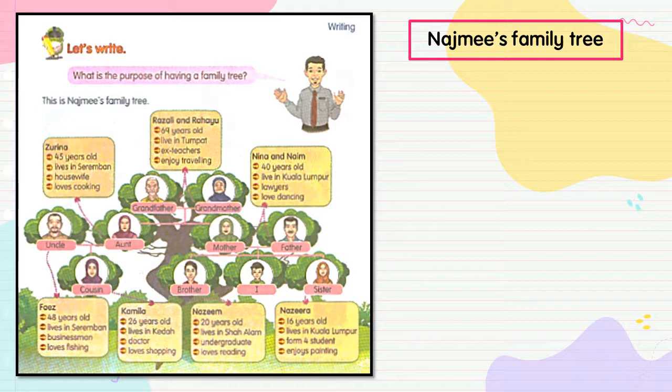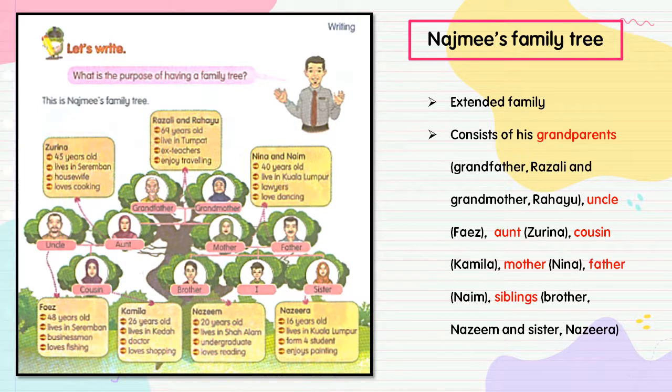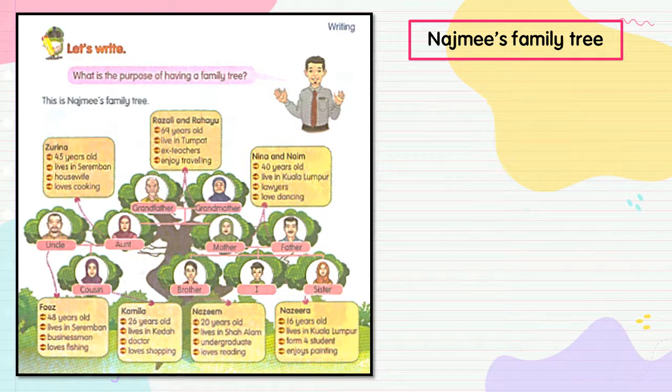So, can you tell me, is this a nuclear family or extended family? Yes, this is an extended family. Why? Because it consists of his grandparents, uncle, aunt, cousin, mother, father, and also his siblings. Let's look carefully at Najmee's family tree. As you can see here, there are a few descriptions given for each person.